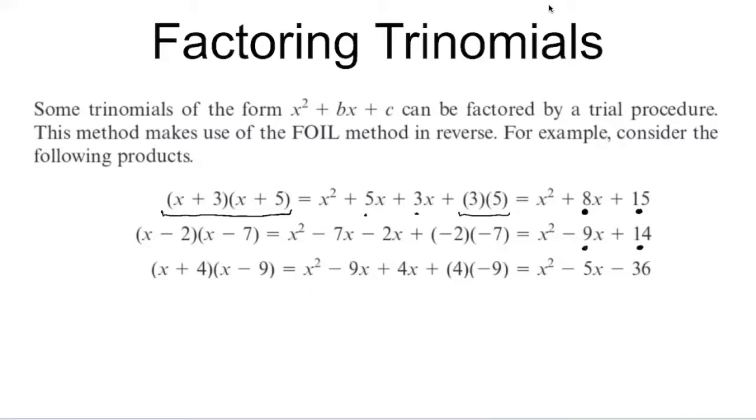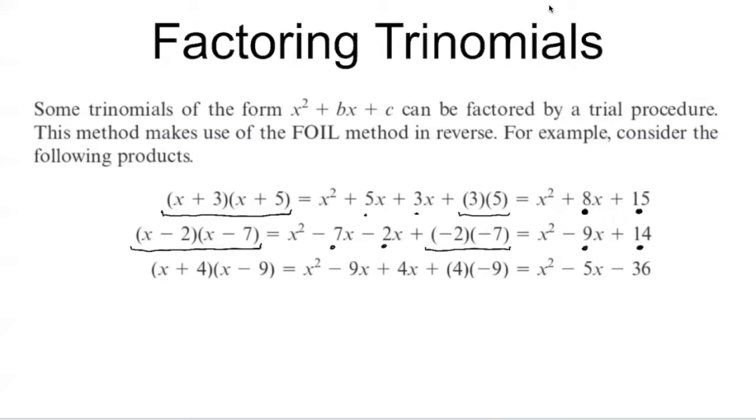The factors that multiply to 14 are -2 times -7, which add up to -9, because -7 plus -2 equals -9. So then we can state the factored form of our trinomial as x minus 2 times x minus 7.